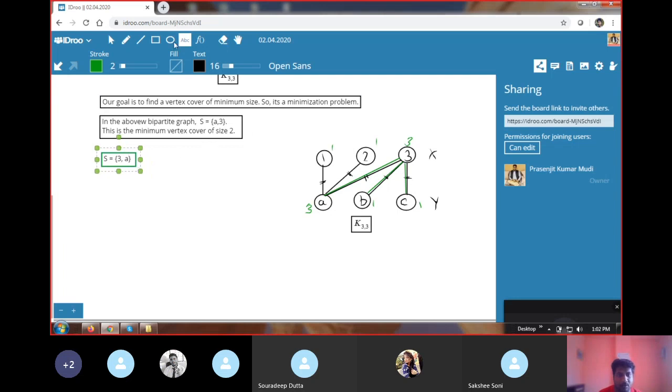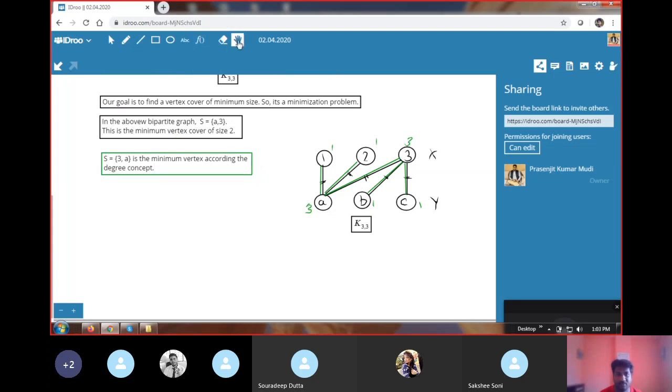You go for A, and you will see that this edge and these edges are covered, and hence all the edges are being covered. Okay, so in this way you can also find the minimum vertex cover, according to the degree concept. Now let's try to develop an algorithm to do this.